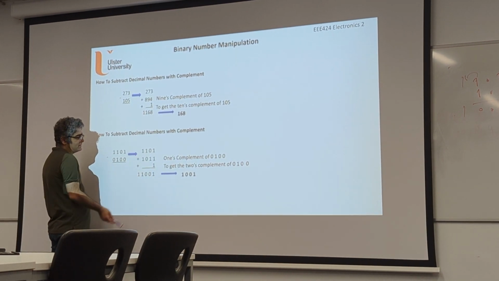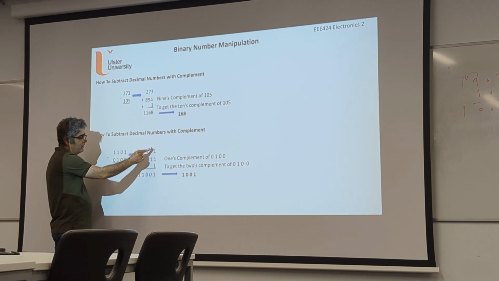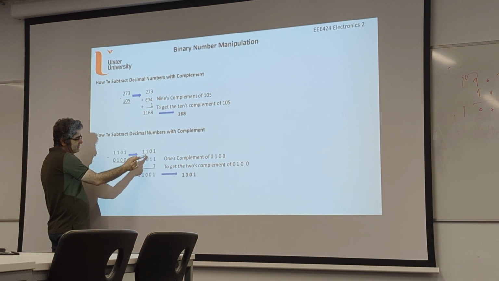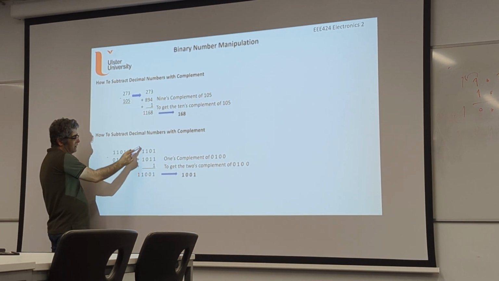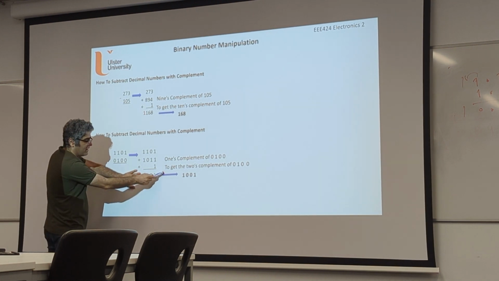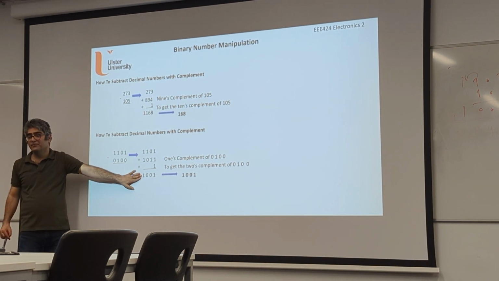1 plus 1 plus 1, 1 carry over 1. 1 plus 0 plus 1, 0 carry over 1. 1 plus 1 plus 0, 0 carry over 1. 1 plus 1 plus 1, 1 carry over 1. We delete this, then we have this. It's the answer. Clear? So we have two steps.